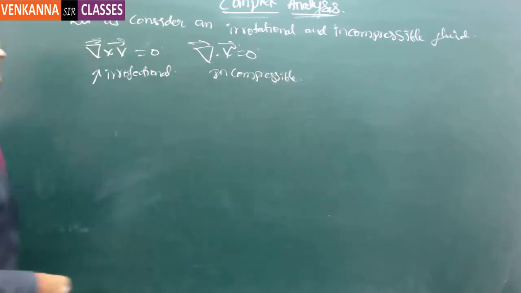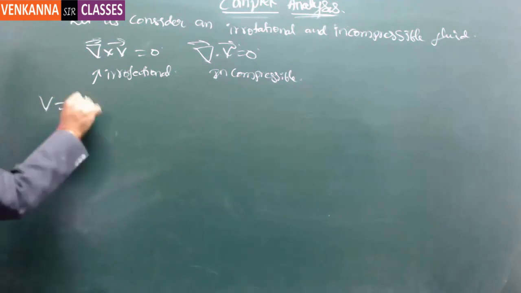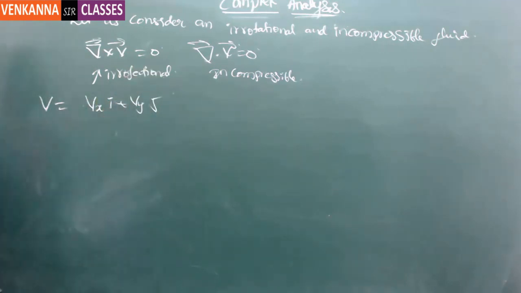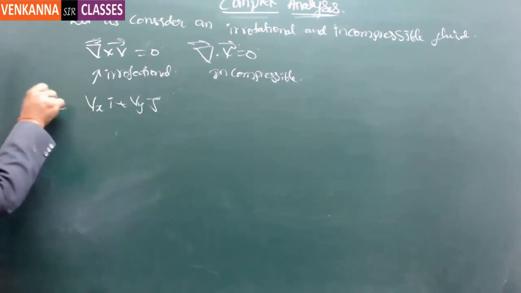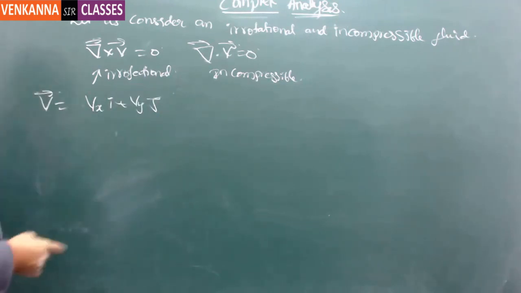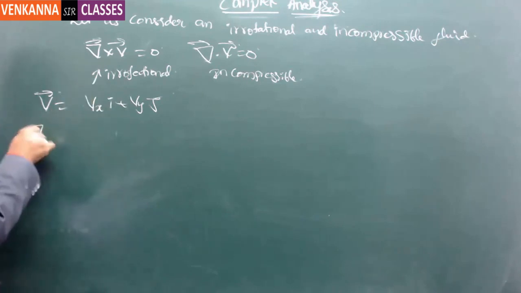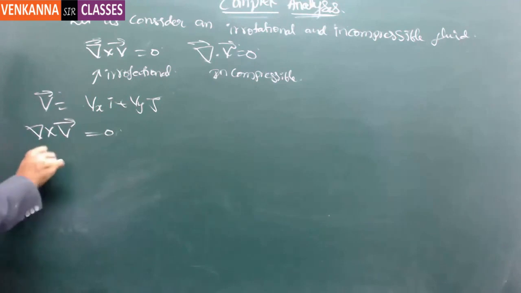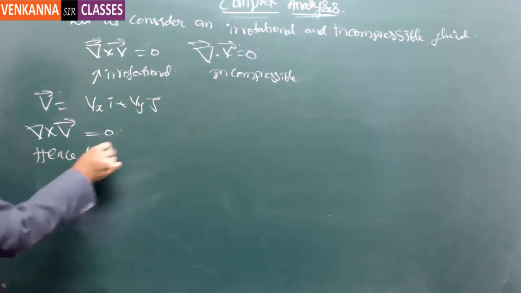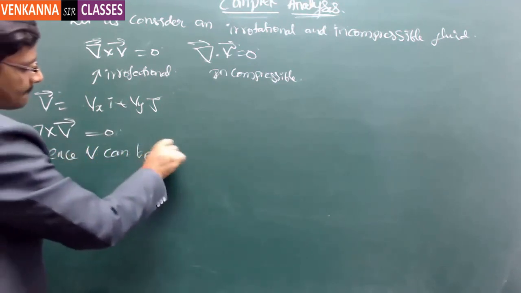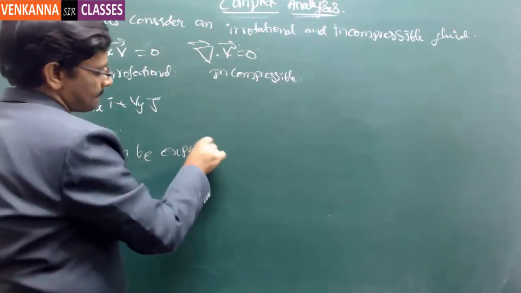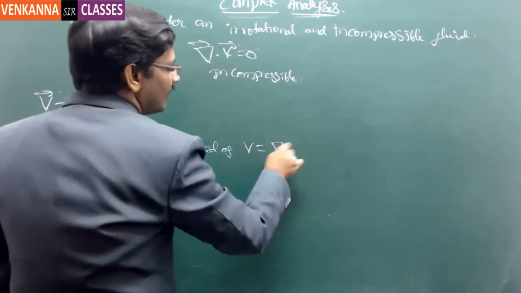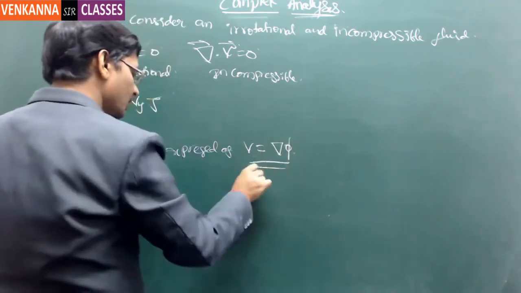Now let us say V is equal to Vx into i plus Vy into j. So this is the velocity vector, and del cross V is equal to 0, that is irrotational. Hence V can be expressed as V is equal to del phi. This is what we call the potential theory.